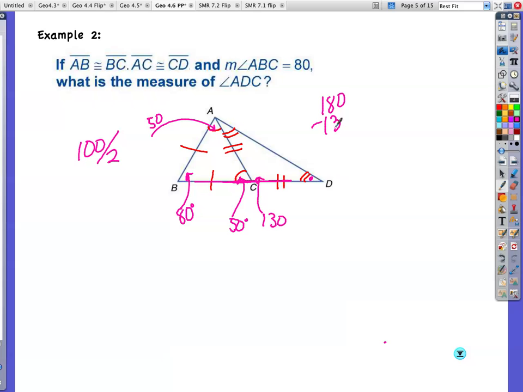So I have 50 degrees left, and I have to divide that evenly between those two angles. So 50 divided by 2 is 25 degrees. This is going to be a 25-degree angle right here, and this will be a 25-degree angle. And that's what I needed to find, the measure of angle ADC. We're good.